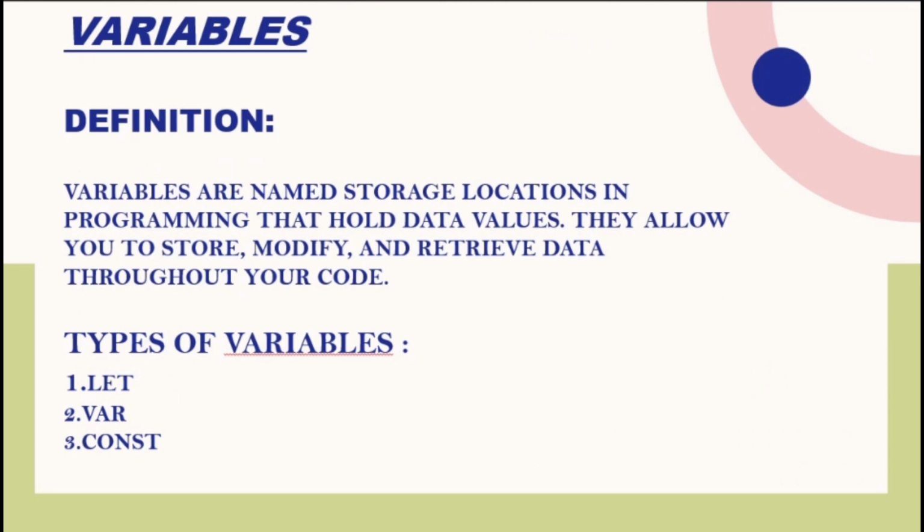First, let's talk about variables. In JavaScript, variables are named storage locations that hold data values. You can store, modify, and retrieve data with variables throughout your code. There are three main types of variables. They are let, var, and const.